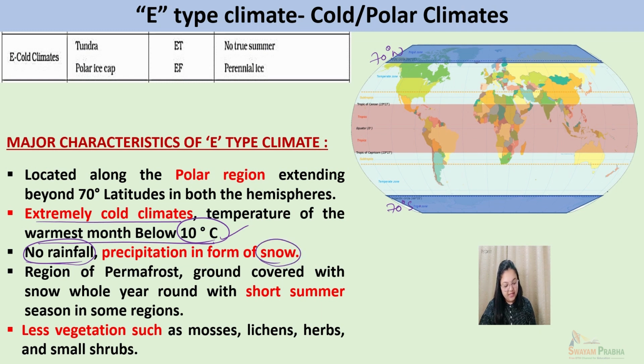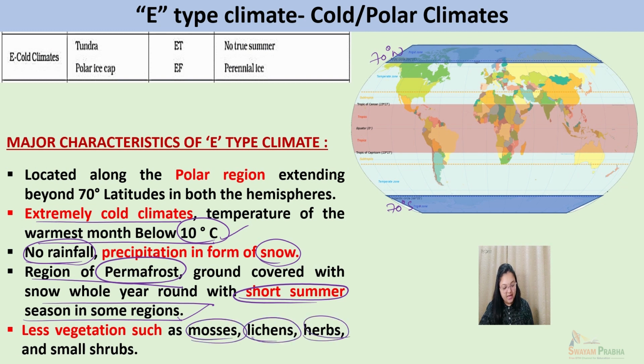These areas are completely covered with snow and the soil is practically in permafrost state. Ground is covered with snow the whole year round with a short summer season in some regions of the world. And because of absence of liquid water in these regions and the conditions of permafrost and total cover of snow, these areas are practically barren, supporting very low vegetation such as mosses, lichens, herbs, and small shrubs which grow for a very short time period during the summer season.